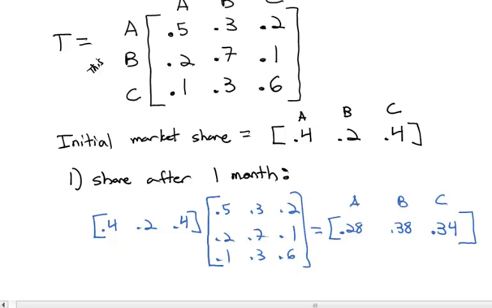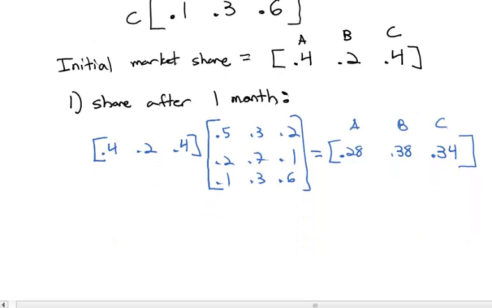So after 1 month, B seems to have taken the lead. A has 28% of the market, B has 38% of the market, and C has 34% of the market. And we can start to see what's happening to the market over time. Let's look at the share after 1 year, which is 12 months, right?